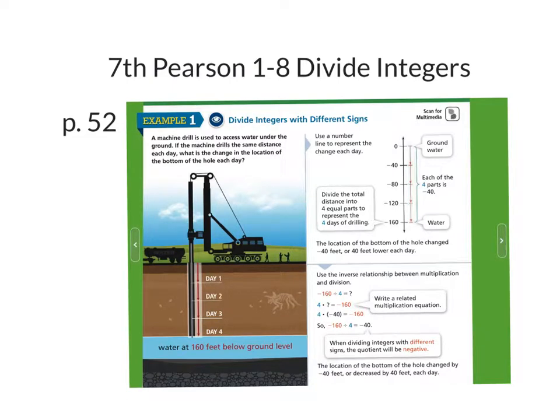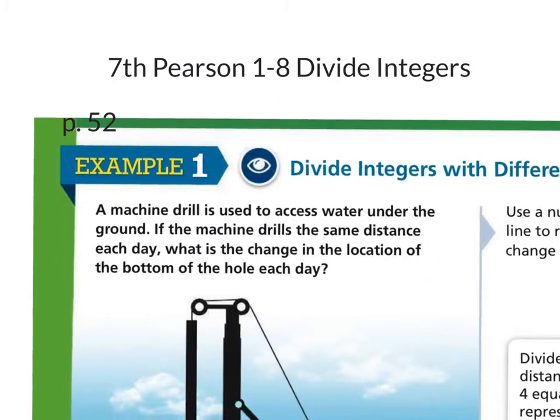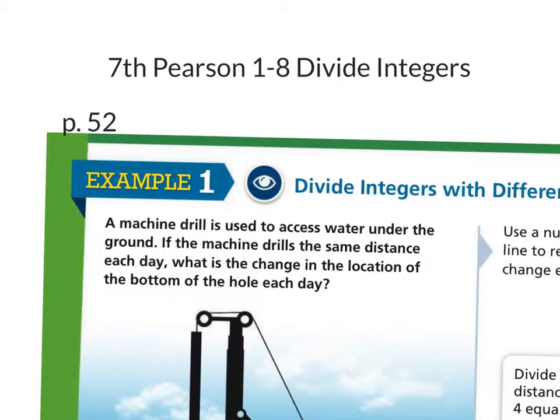Lesson 2, we're looking at dividing integers. Same rules as what we did with multiplying integers, good guy, bad guy. So if you look on page 52, a machine drill is being used to access water under the ground.